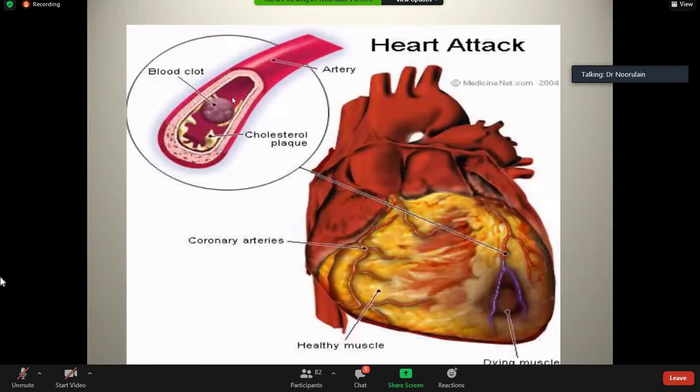There's a picture where there's a blood clot and a cholesterol plug. It can cause the blockage of the artery, and these are the areas of perfusion. When there is a blocking of this artery, it can lead to the decrease or the stopping of the oxygenated blood, causing cardiomyocyte death and dying muscle.